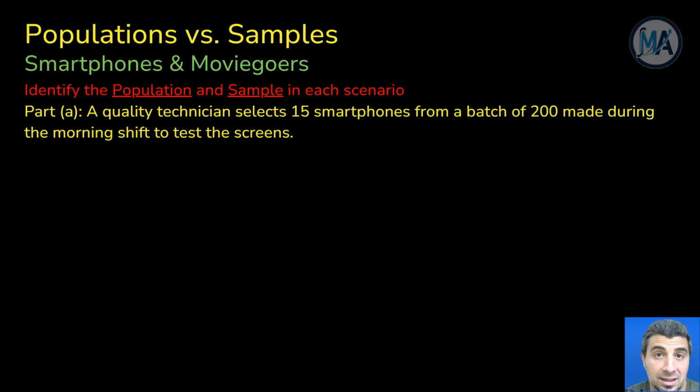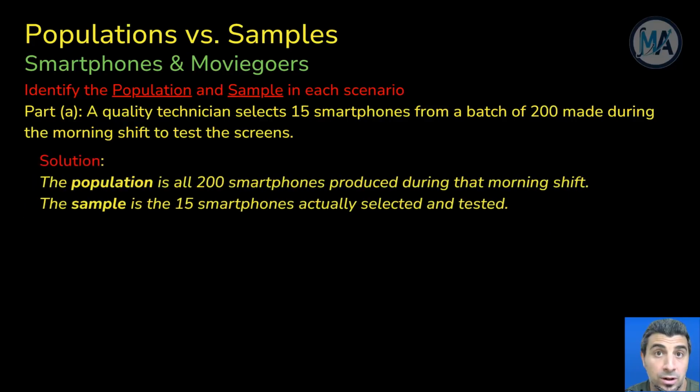Part A, a quality technician selects 15 smartphones from a batch of 200 made during the morning shift to test screens. Here, the population isn't all smartphones ever made, it's specifically all 200 smartphones produced during that morning shift. The sample is the 15 smartphones actually selected and tested.